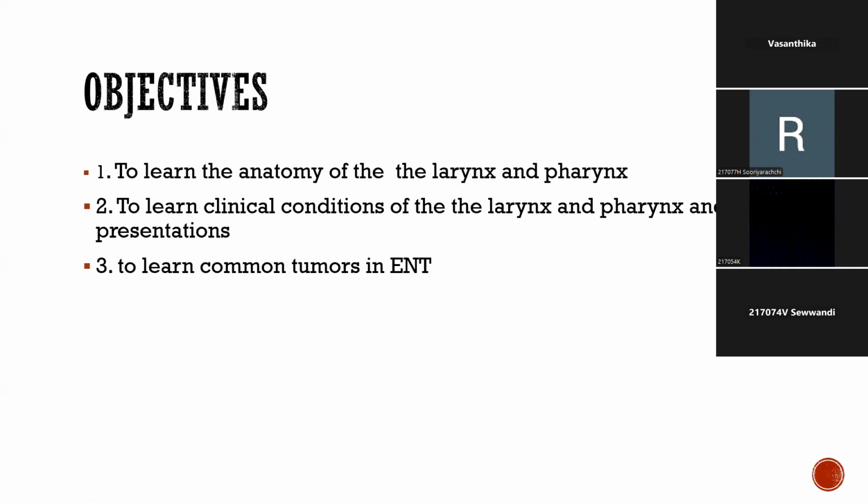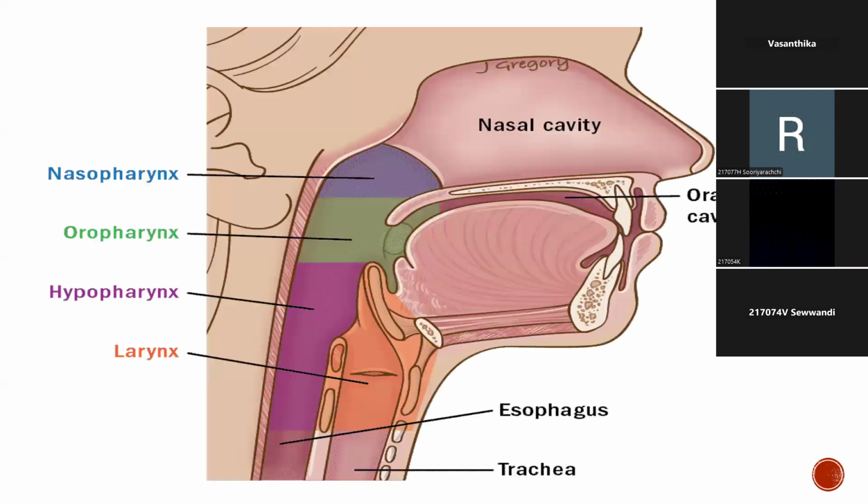So at the end of this lecture, you need to learn the anatomy of the larynx and pharynx to understand the clinical setup. And you have to learn the clinical conditions of the larynx and pharynx, with their presentation, and learn common tumors in the ENT. So we'll be mainly focusing on the clinical conditions of the larynx and pharynx and the common tumors in that area.